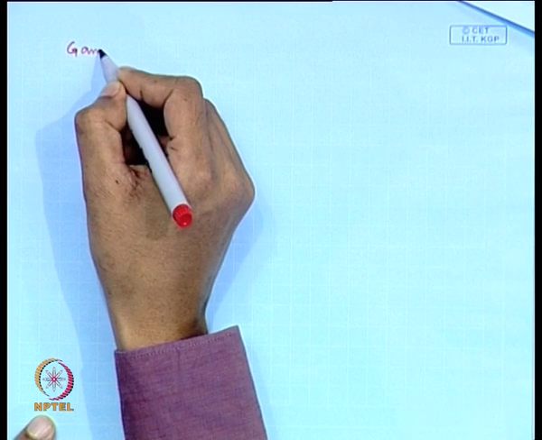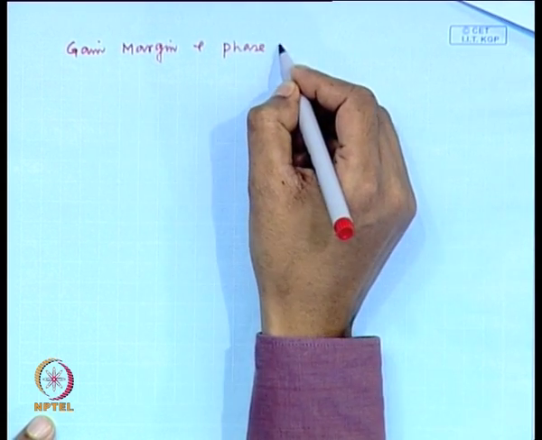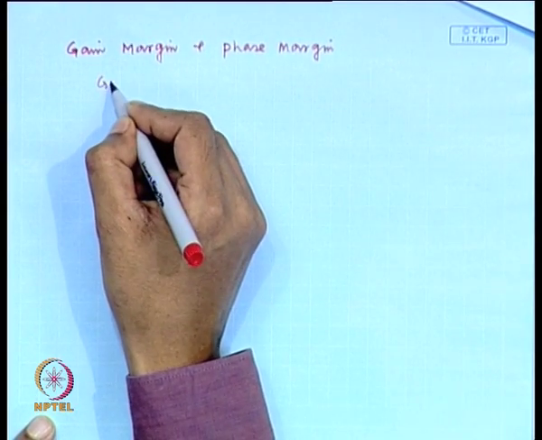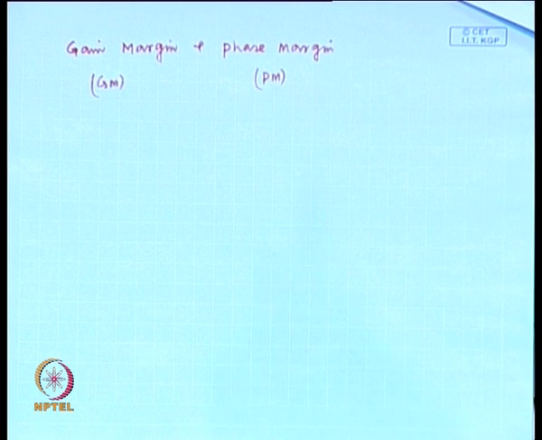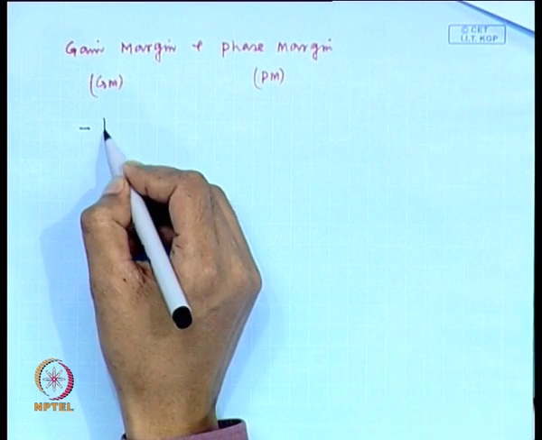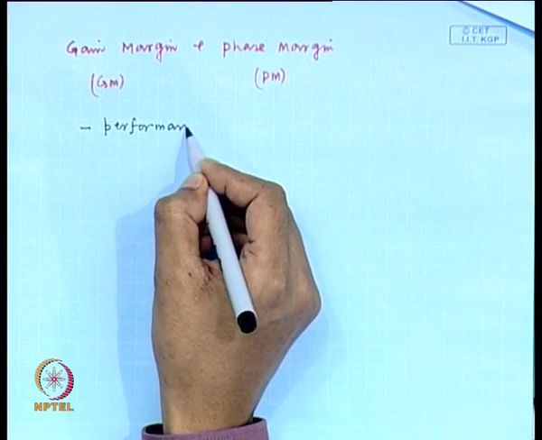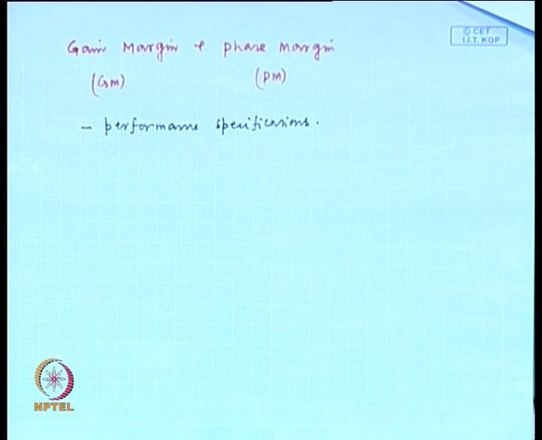Next we will discuss another topic under this frequency response analysis, that is gain margin and phase margin. This gain margin and phase margin are the typical performance specifications associated with the frequency response analysis. Gain margin and phase margin are the performance specifications associated with the frequency response analysis. Fine.